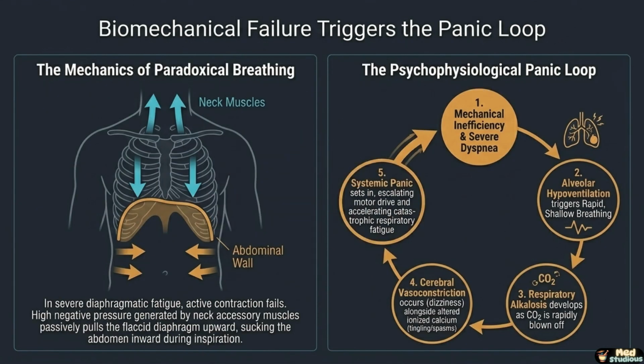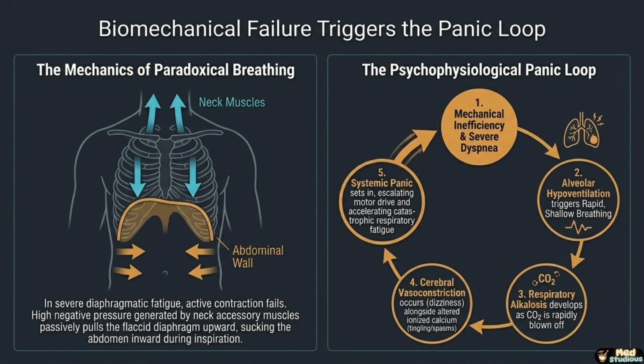When the diaphragm becomes severely fatigued, something dangerous happens called paradoxical breathing. Normally, the diaphragm contracts downward during inspiration, but in severe fatigue, active contraction fails entirely, and the high negative pressure generated by accessory neck muscles instead passively pulls the now flaccid diaphragm upward, actually sucking the abdominal wall inward during inspiration, the exact opposite of normal mechanics.